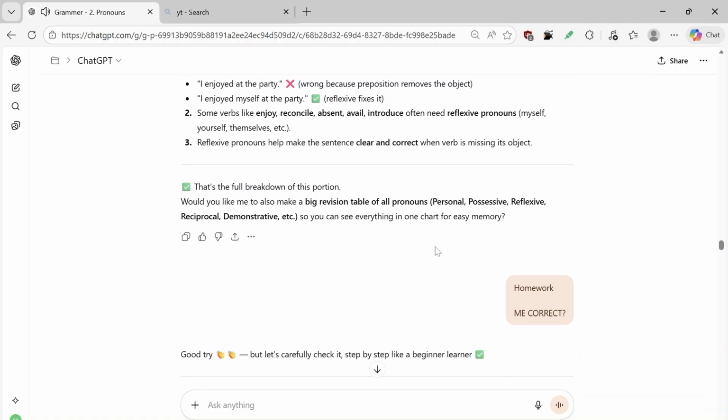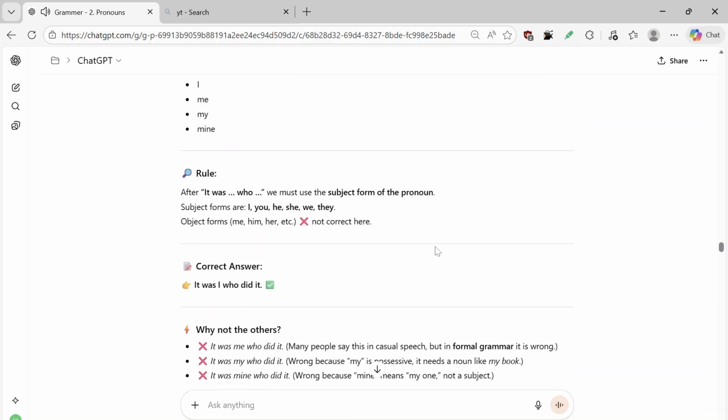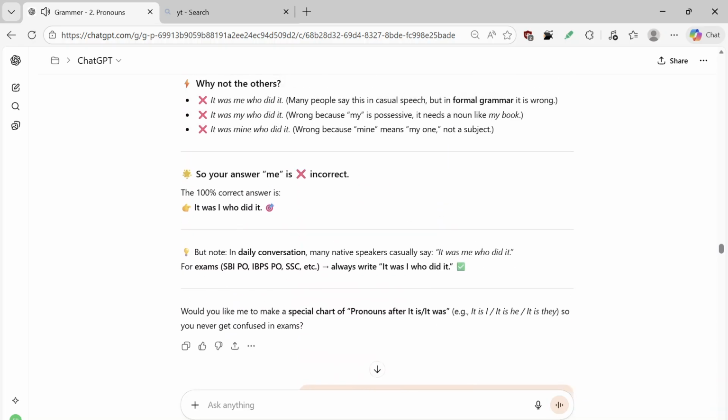Would you like me to also make a big revision table of all pronouns? Personal, possessive, reflexive, reciprocal, demonstrative, etc. So you can see everything in one chart.